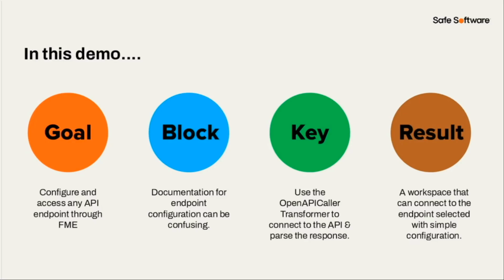The goal of this demo is to configure and access any API endpoint through FME by importing that spec. The block is that documentation for endpoints and API configuration can be confusing. Like, what do you need to query? Where are the attributes? What type of authentication method do you need to use? It's all very confusing. So the key here is this new transformer, the OpenAPI caller, to connect to the API and parse the response. And the result is a workspace that can connect to your selected endpoint with simple configuration. So with that, I'll go into the demo.